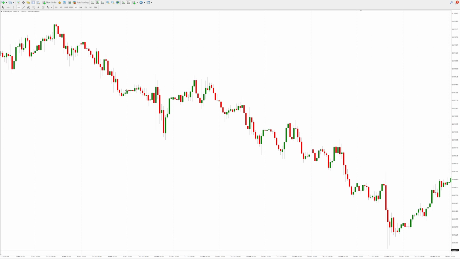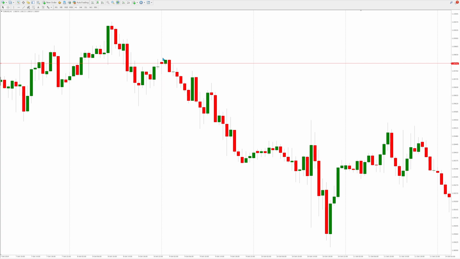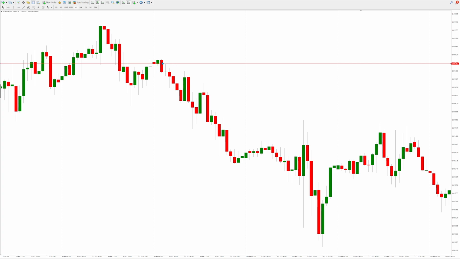Okay, and so what we do is we just mark where the daily opens. So if I zoom in here, this line here is the open of this day, and I'm just going to mark a line there for where this particular day started.